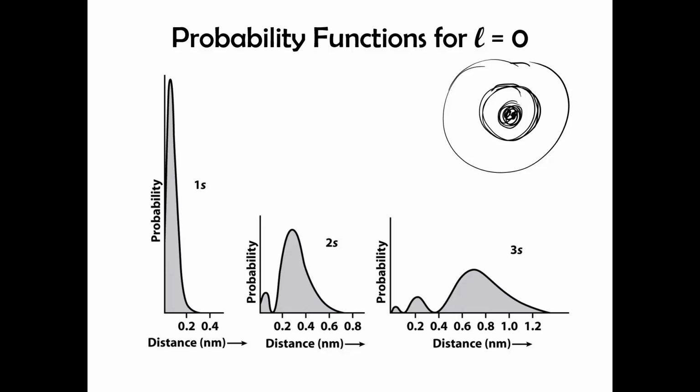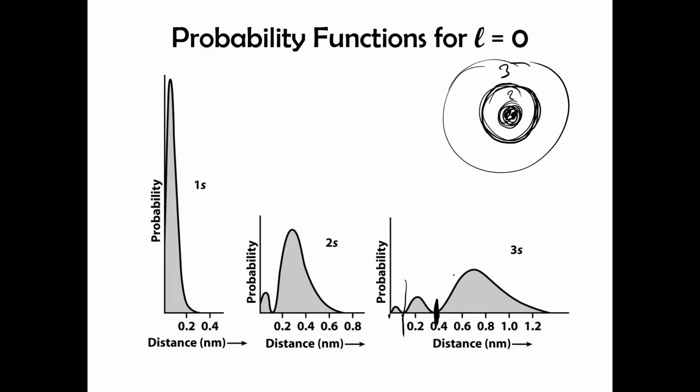Those are called nodes. If you look at the 1s, 2s, and 3s here, we wouldn't have anything in this tiny little divider, and so this is called a node. The probability of finding an electron is 0 when it hits the baseline here. So we have 2 nodes here. Of course, at the nucleus, we also have a node, an area of 0 probability of finding an electron.